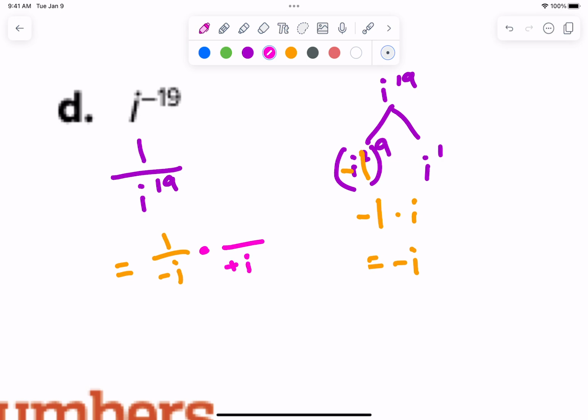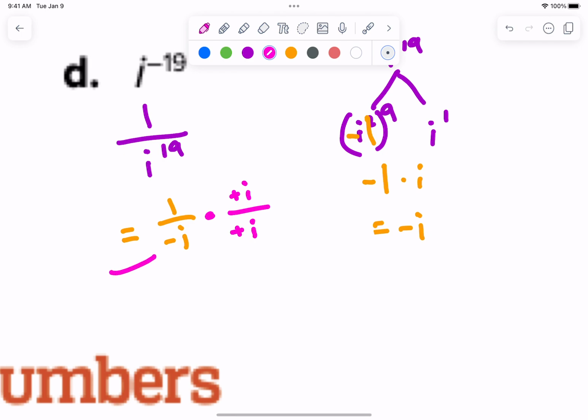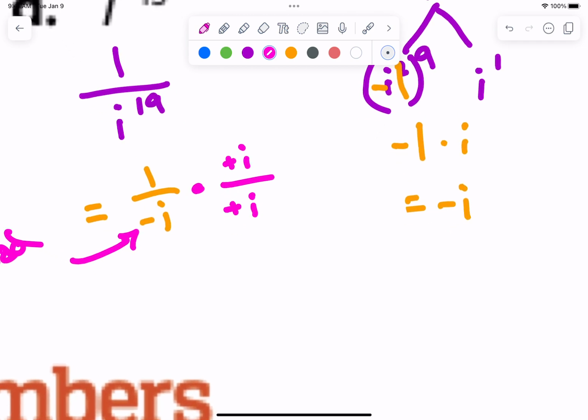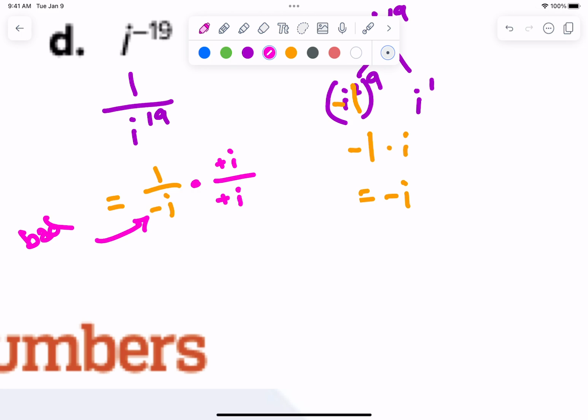Positive I. So I'm going to take it times positive I over positive I. The conjugate of -I. This guy is bad. We don't want an I in the bottom. Are we good to this point? Do you see why we're taking it times I over I? We don't want the I in the bottom.